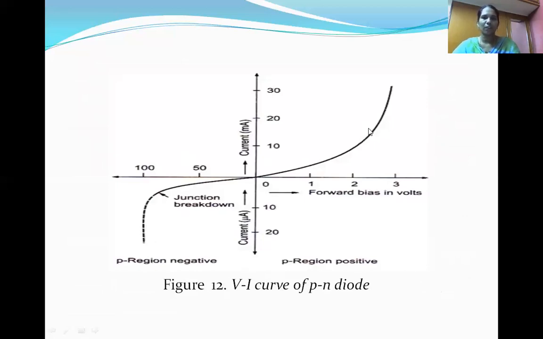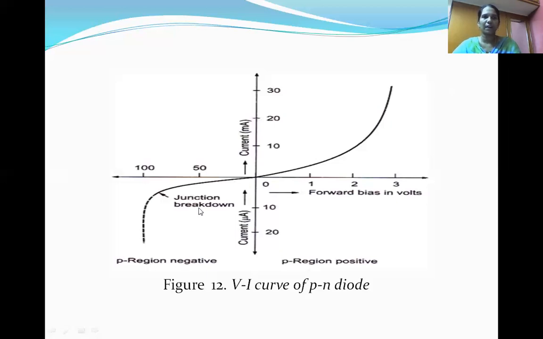So this is the forward bias, how it works, and this will be the reverse bias. In forward bias, if you increase the voltage, there is a slight increase in the current. Whenever you apply a voltage which is above the barrier voltage, then a high amount of current is developed in forward bias.